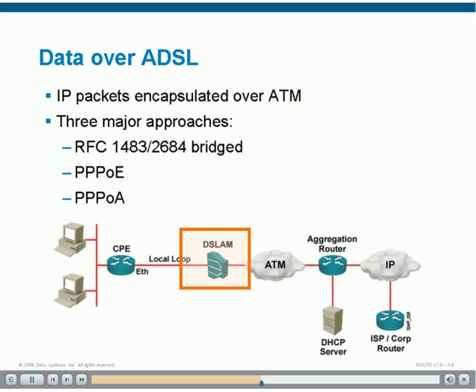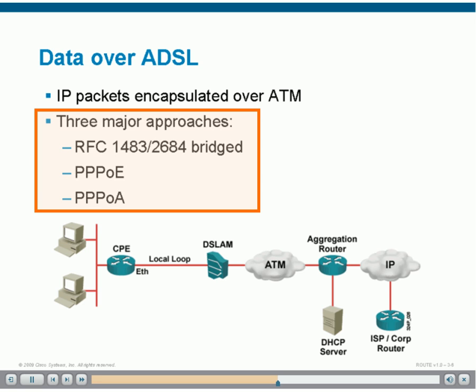A DSLAM is basically an ATM switch containing DSL interface cards. The DSLAM terminates the ADSL connections and then switches the traffic over an ATM network to an aggregation router. The aggregation router is a Layer 3 device where the IP connection from the subscriber terminates. IP packets over an ATM and DSL connection have to be encapsulated in some way.